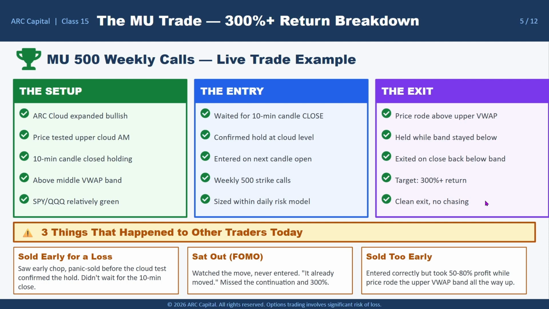You want to go over his beautiful trade? Yeah. Oh man. MU 300% banger. Oh my lord.